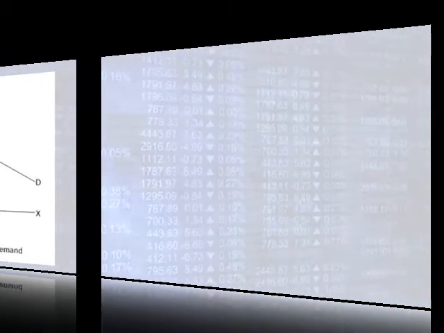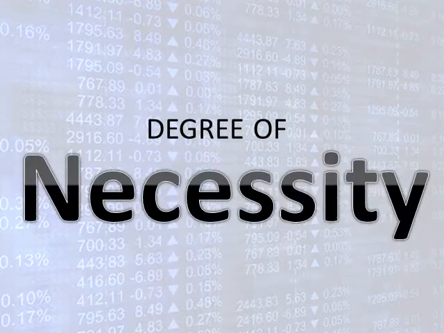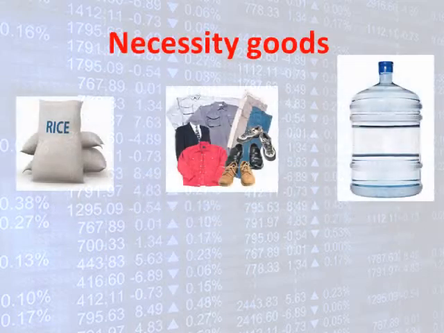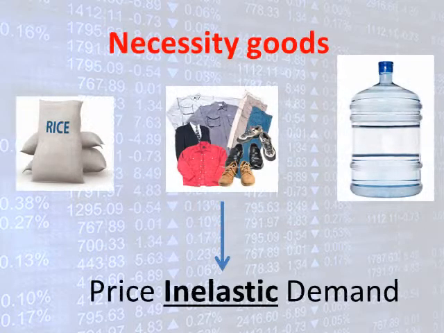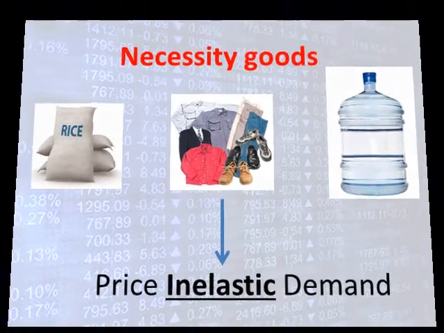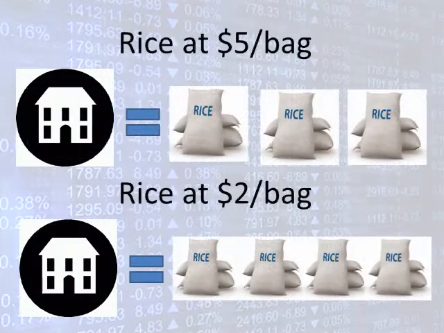The degree of necessity of a good also determines its PED. Necessities such as food, clothing, and water tend to have a price inelastic demand. This is due to the limited changes in quantity demanded when prices of the good change. For example, a household that demands a quantity of 3 bags of rice at an initial price of $5 per bag may only demand 1 more bag of rice when the price is dropped to $2 per bag. This is so, as the household does not require a higher quantity of rice despite the drop in pricing. Hence, for necessity goods, the quantity demanded will increase less than proportionately.